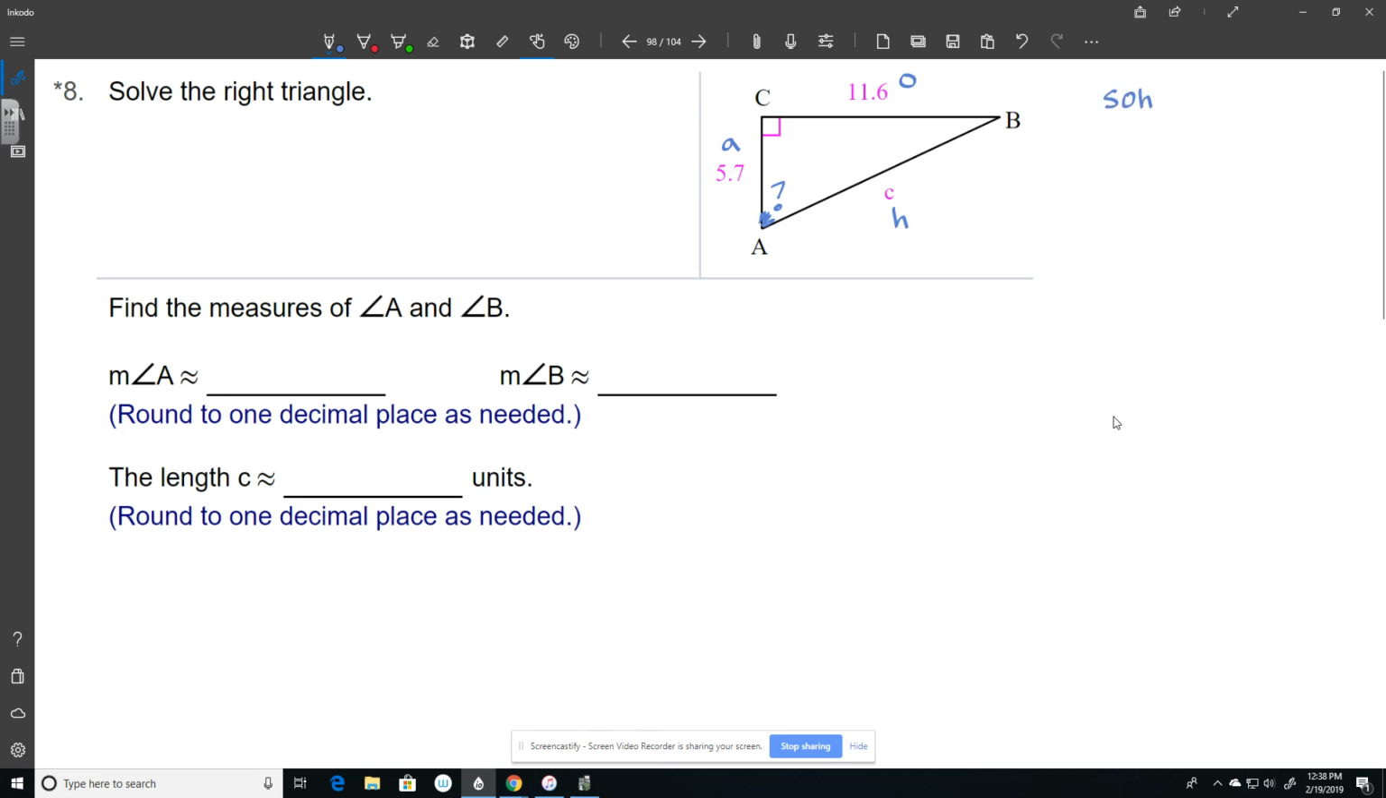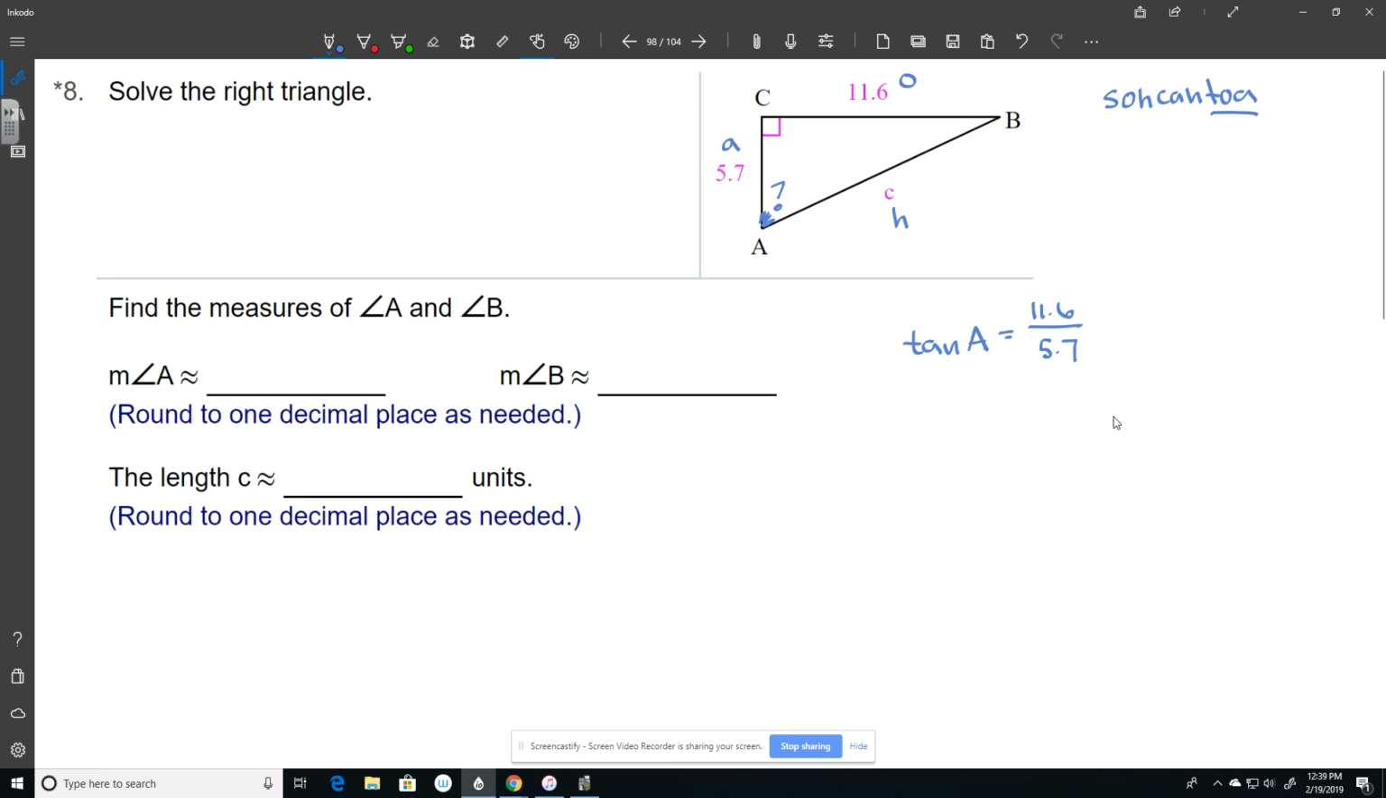Remember, SOHCAHTOA. I can use sine, cosine, tangent to figure out this angle right here. I know the opposite and adjacent, which is tangent. So we're going to say the tangent of angle A, because I don't know what angle A is. Tangent of A equals the opposite side, 11.6, divided by the adjacent side, 5.7.